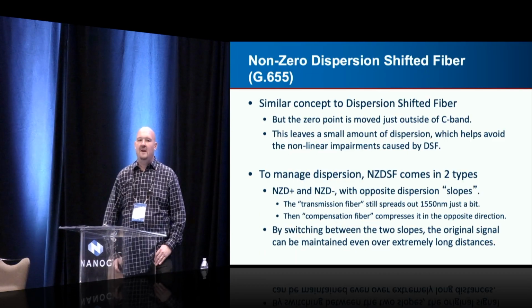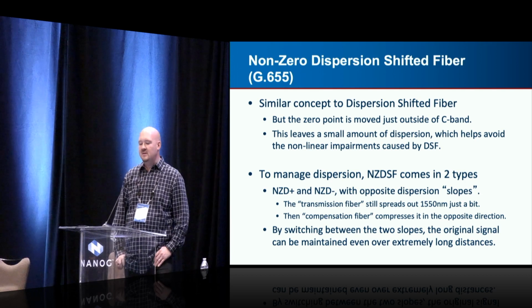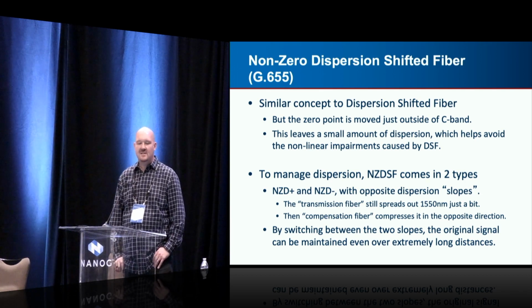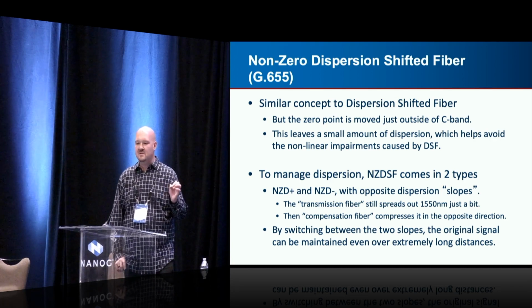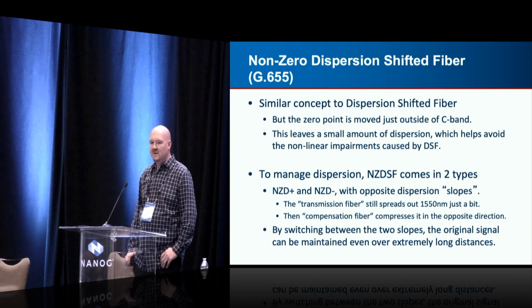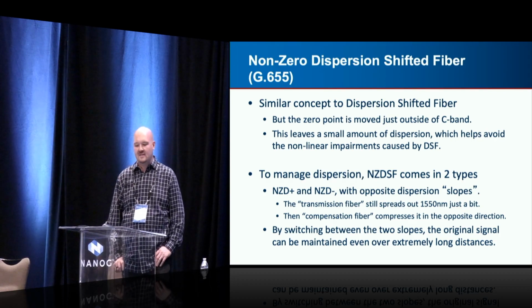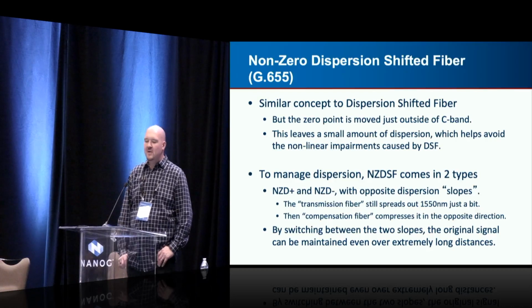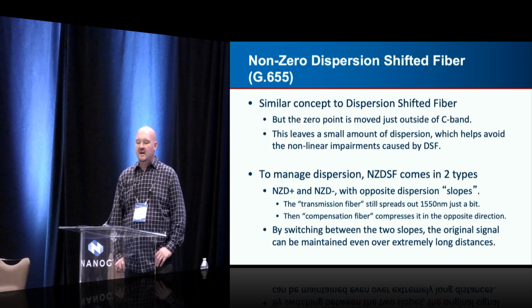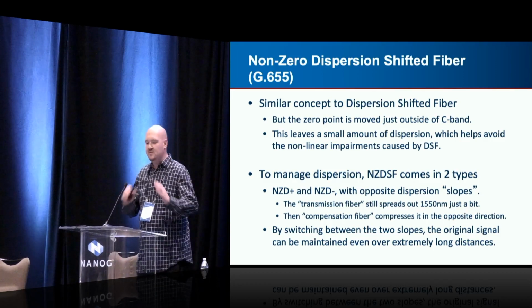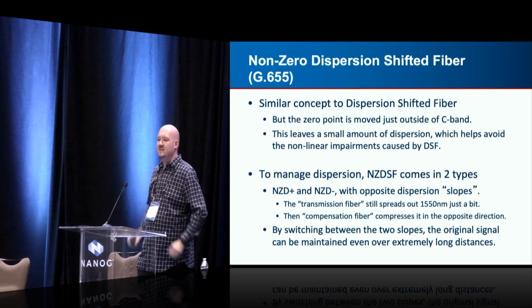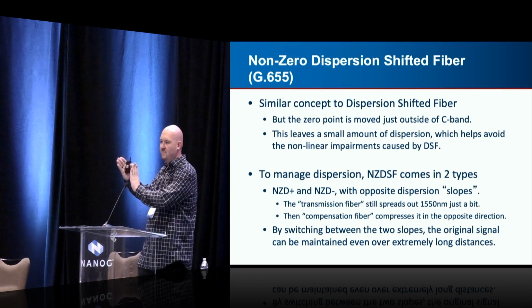So then they said, all right, what if we did it so that we didn't hit zero dispersion, but we hit just outside. So we shift the point of zero dispersion so that it's just outside the frequencies that we want. So we have lower dispersion, but it's still not completely gone. It's still there. So to manage that, you have two different kinds of fiber, right? You have your transmission fiber, which causes dispersion in one way, and then you have your compensation fiber that compresses the signal optically and sends it back the other way.